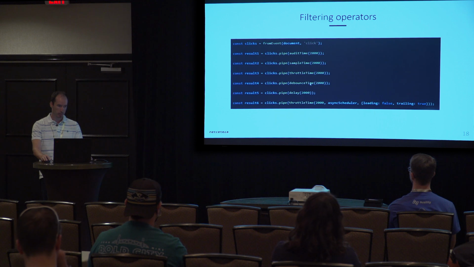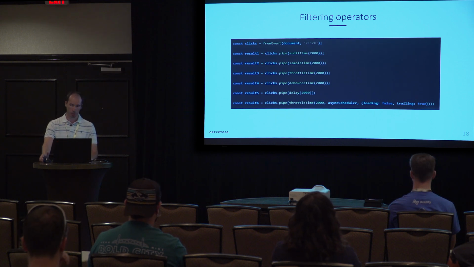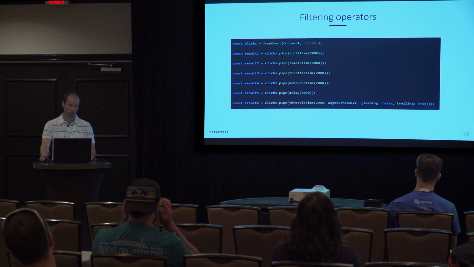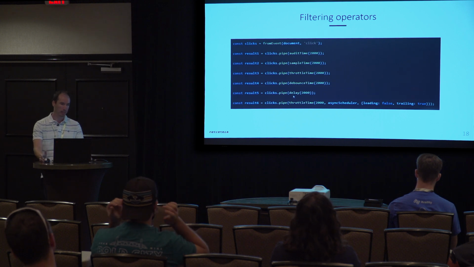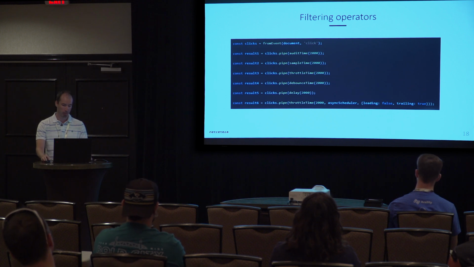Debounce time is used, for example, mainly in searches. Previously I mentioned the switch map, but debounce time is also good because when you type in, you wouldn't like to have requests on every millisecond, but rather first wait for some time, and if there are no emissions in that time, only then emit. So it's quite convenient. And the last one is delay, and delay just delays the emission by the number of milliseconds passed as an argument.